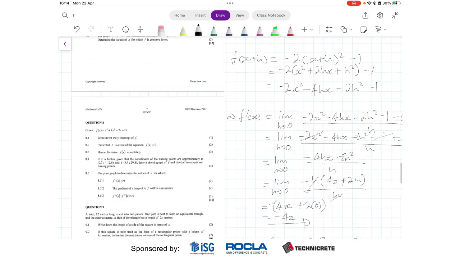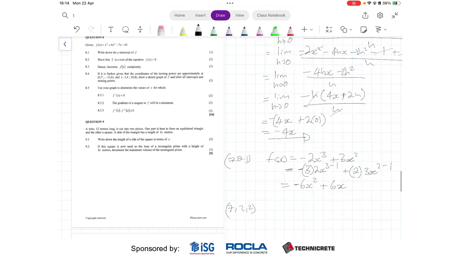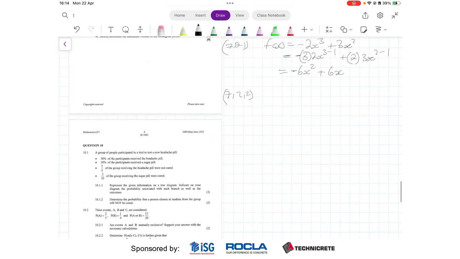7.2.2. What's that asking for? dy by dx if y is equal to 2x plus 1 over 4x. Okay? Now, we are given that y is equal to 2x plus 1 over the square root of 4x.